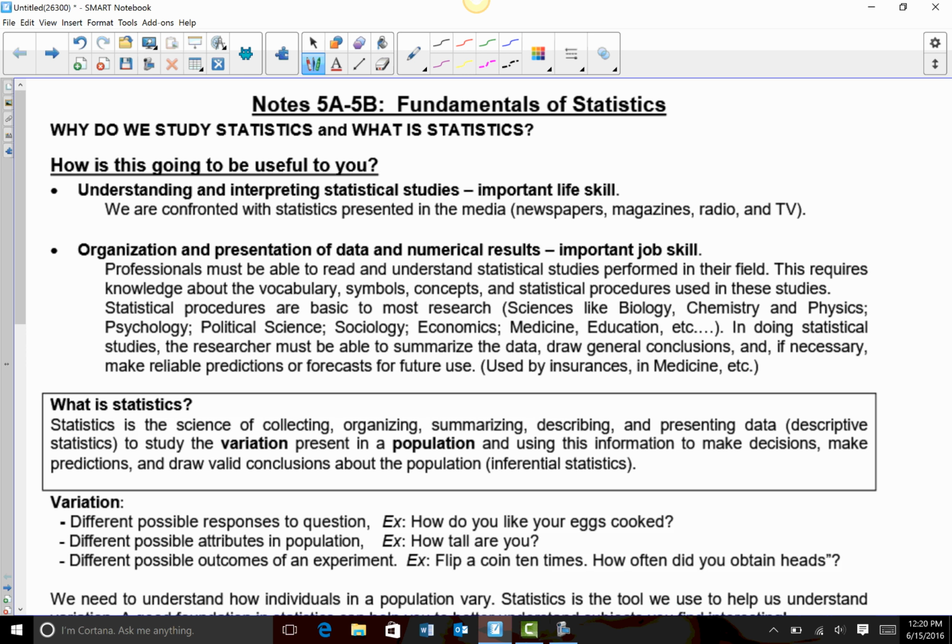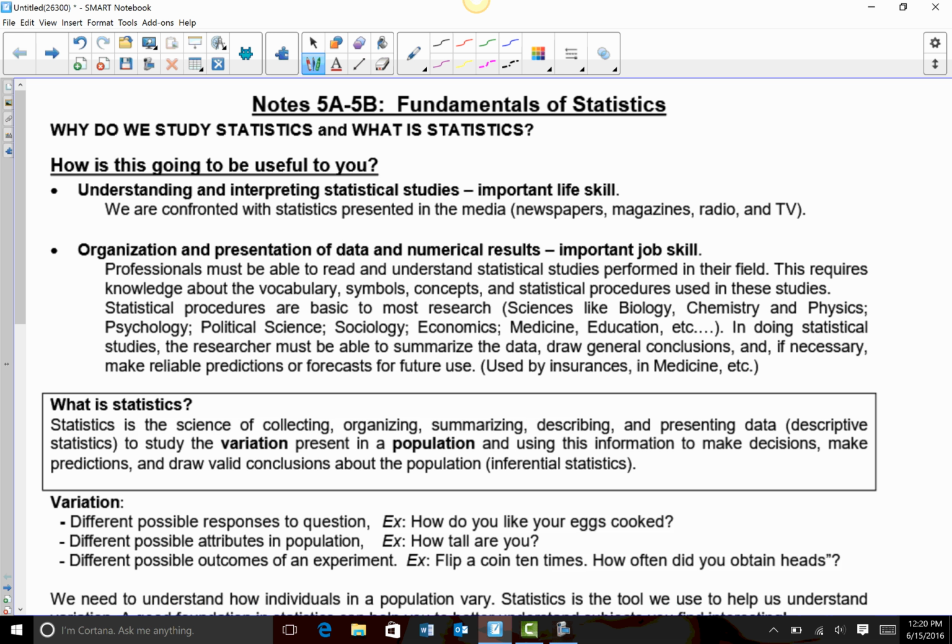So you're now into Unit 2. The focus of Unit 2 will be to talk about statistics. Here in the first sections, 5A and 5B, which obviously I've combined here together for you, we are talking about the basic fundamentals and the foundation of statistics.